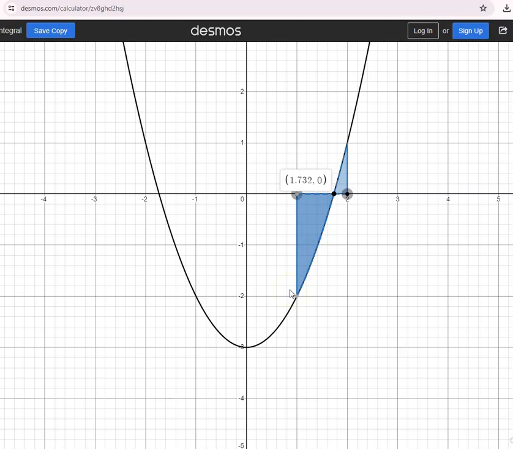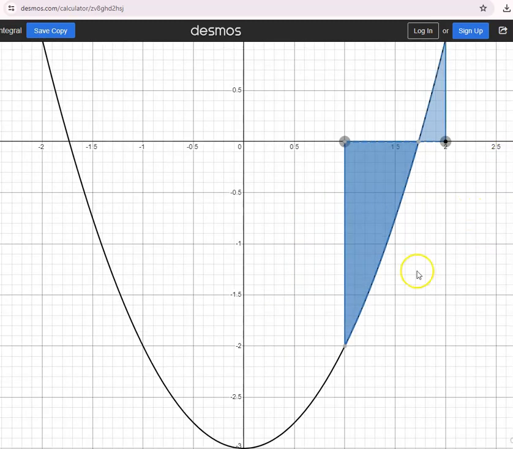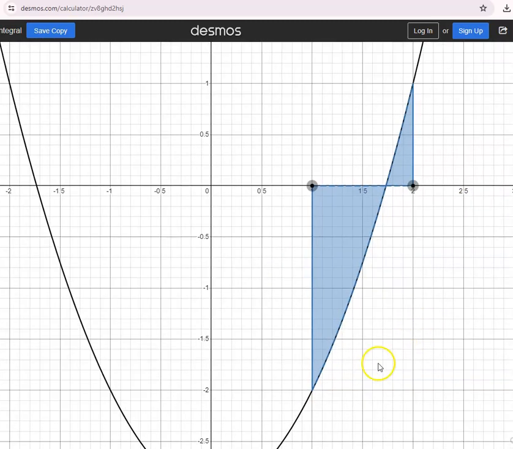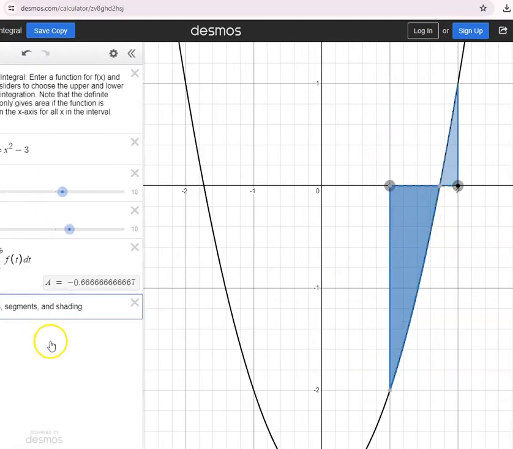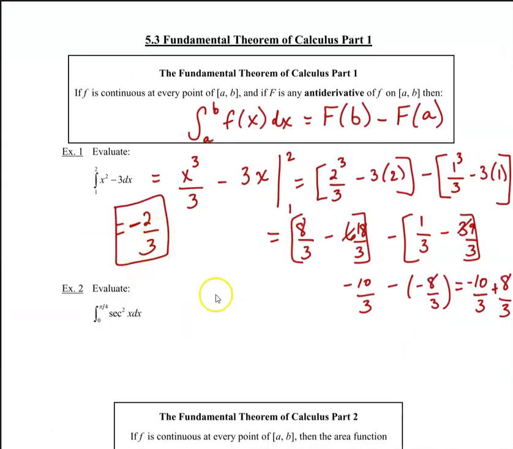It looks like a triangle, but don't be fooled. It's not a triangle because of the curve in the parabola. So this is a region down here, and then from that x-intercept to 2, we've got another region. Again, it looks like a triangle, but it is not because of the curved function. So when you put these together and you calculate the definite integral using the theorem, Desmos gets negative 0.6 repeating, which of course is the same as negative 2/3.